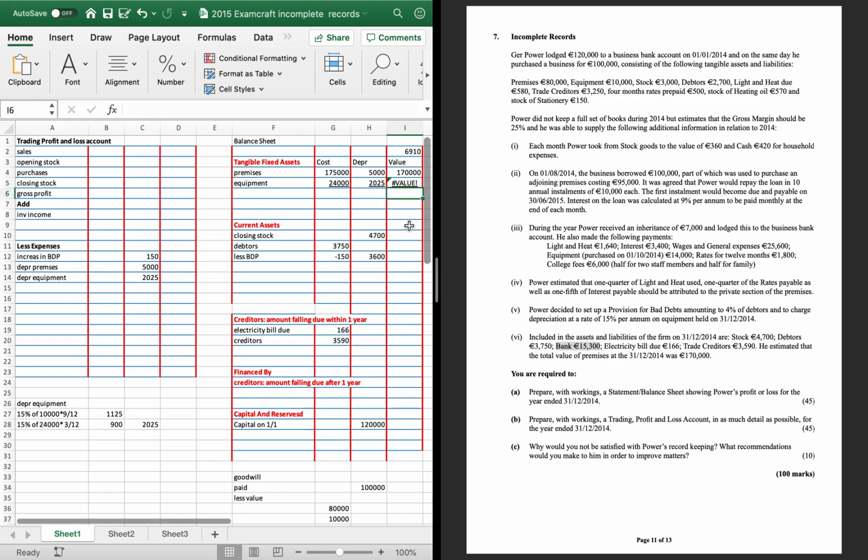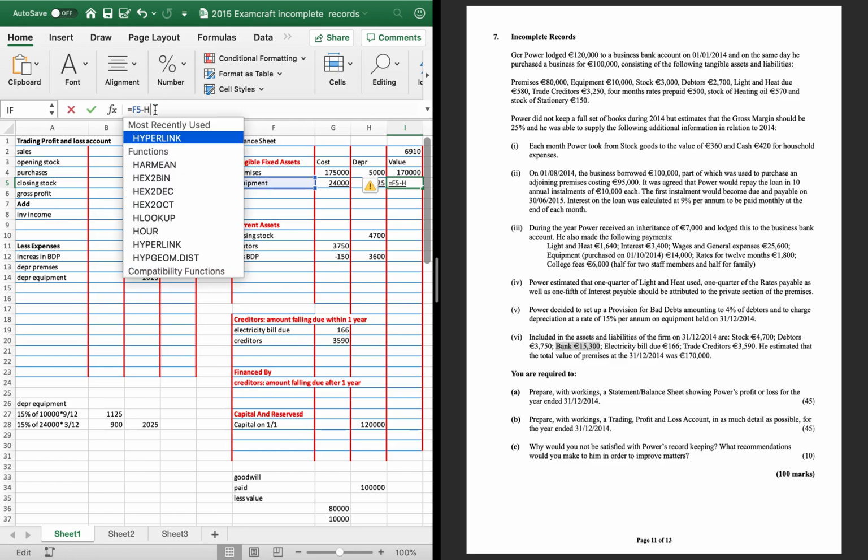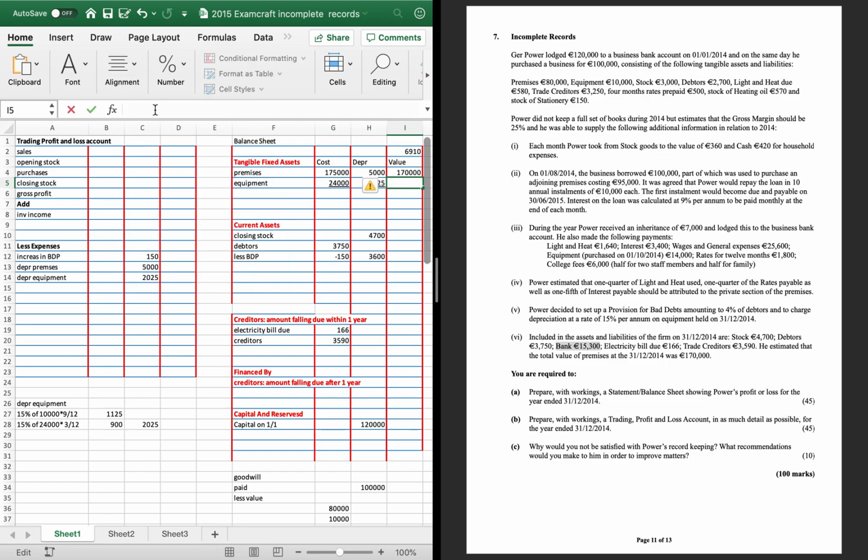Okay, and that's, sorry. So 24,000 minus 2025 is 21,975. So that's that one finished with now. You can ignore that depreciation. That's all done. The bad debt provision is now done. So we're back to just being a fairly straightforward incomplete B, I hope.